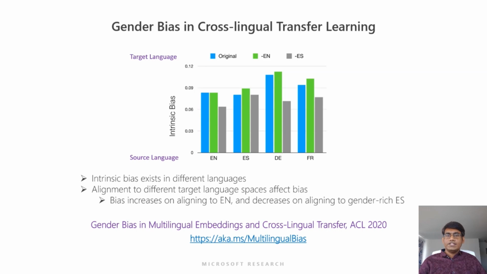We have some recent work in this space where we analyze gender bias in multilingual word embeddings and how it propagates via cross-lingual transfer learning. We propose strategies to mitigate this bias via alignment to gender-rich languages and provide recommendations on how you should use multilingual word representations for downstream tasks.